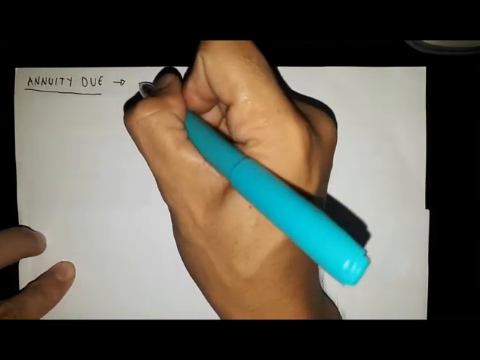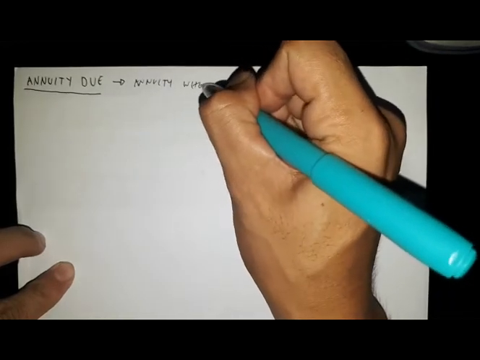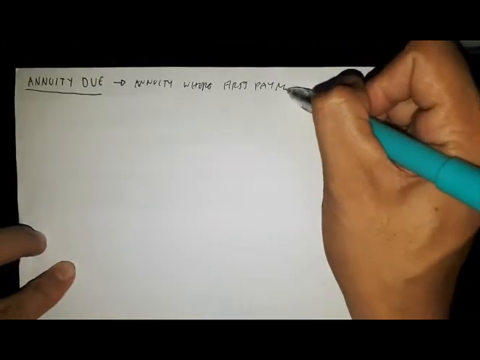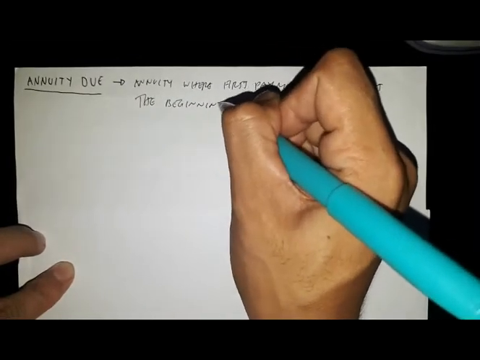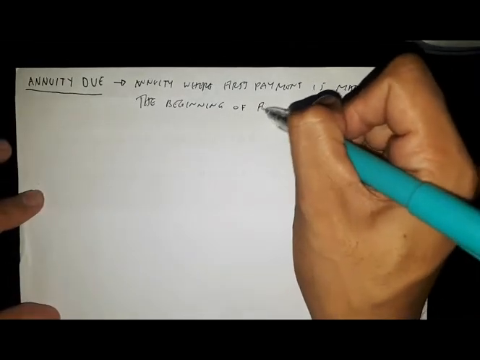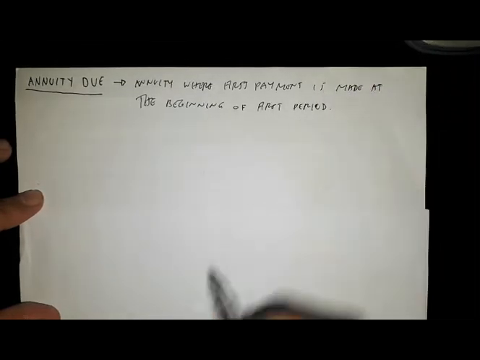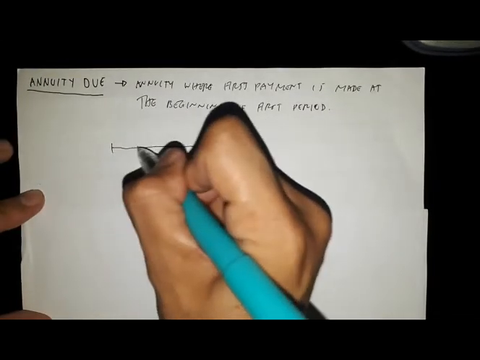Annuity due is an annuity where the first payment is made at the beginning of the first period. To further understand, let's draw a cash flow diagram.